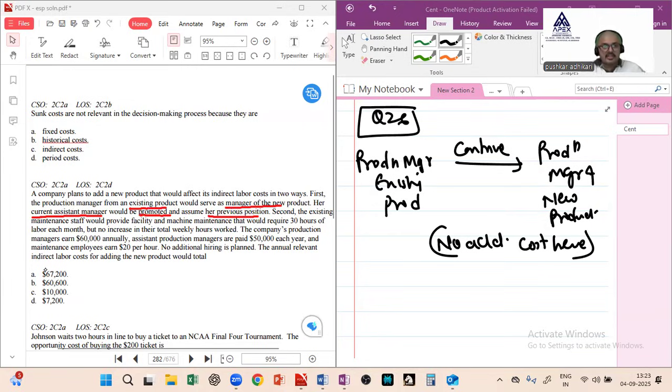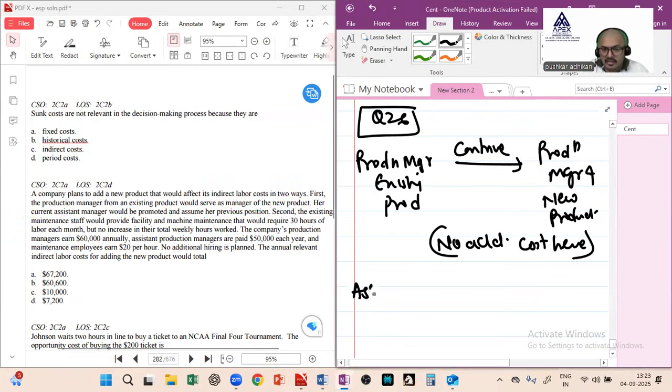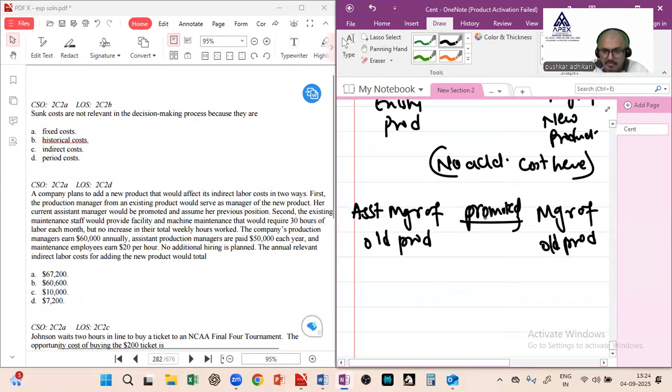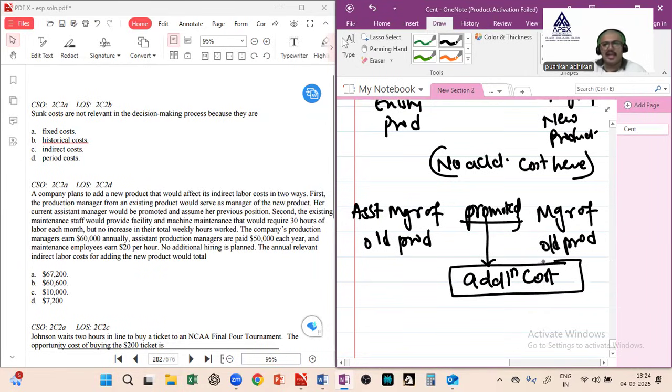Now this is interesting. Please try to understand. The assistant manager of the old product, what will happen? will get promoted and will become the manager of the old product. Now please try to understand, there is a promotion. Promotion is nothing but an additional cost.